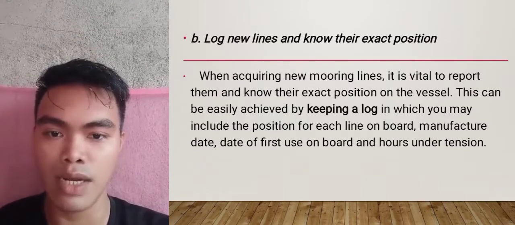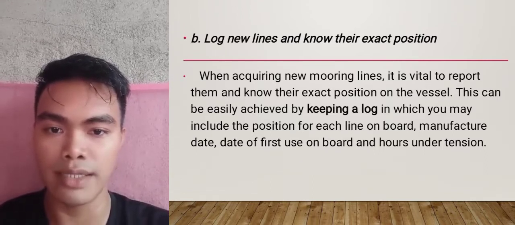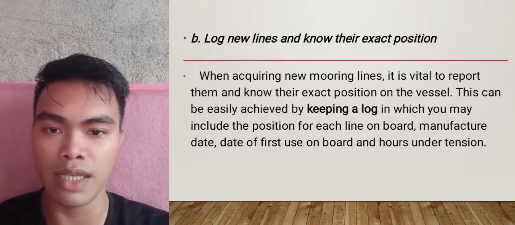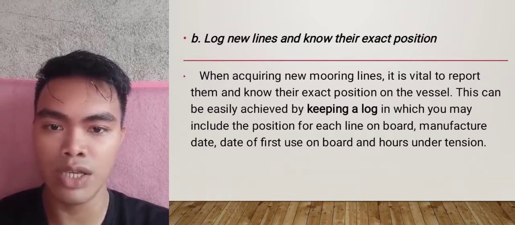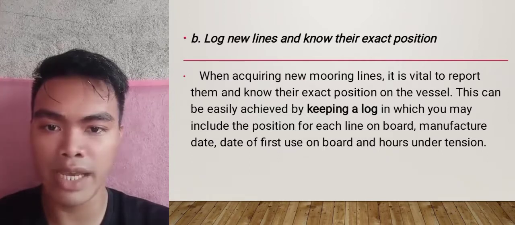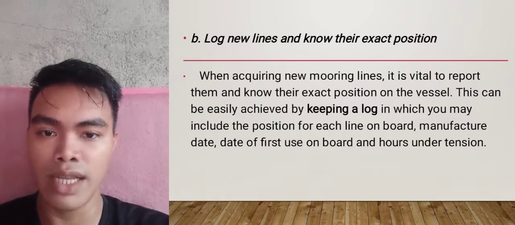Log new lines and know their exact position. When acquiring new mooring lines, it is vital to report them and know their exact position on the vessel. This can be easily achieved by keeping a log in which you may include the position for each line on board, manufacture date, date of first use on board, and hours under tension.